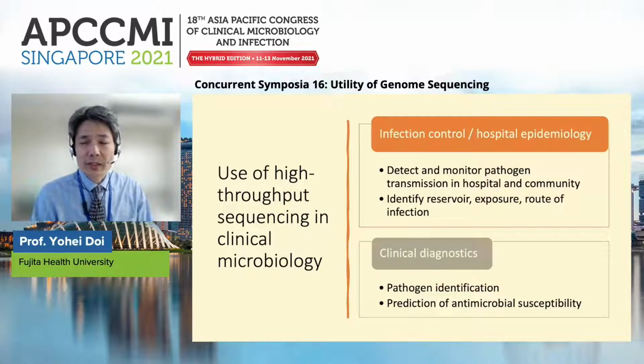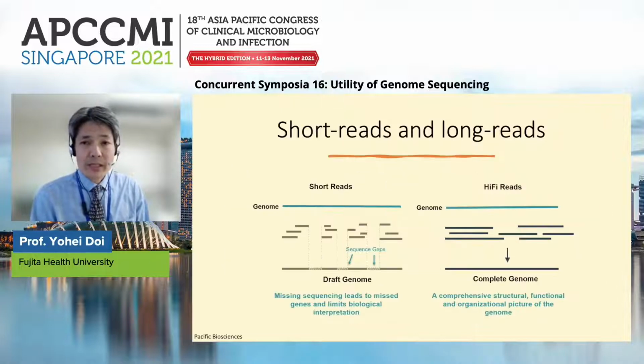One is infection control and hospital epidemiology, where it can be used to detect and monitor pathogen transmission in hospital as well as the community, and sometimes identify reservoir exposure and route of infection. The other major application is clinical diagnostics, and this includes pathogen identification and prediction of antimicrobial susceptibility.